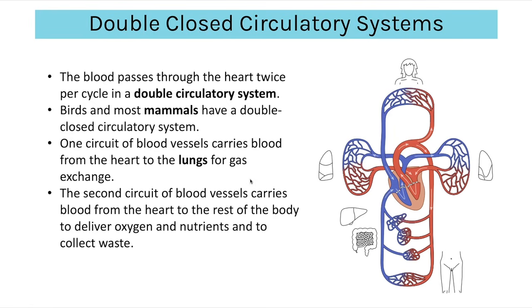So in a double closed circulatory system, the double is referring to the fact that you've got two loops, and the closed means the blood always remains inside of a blood vessel. Now, for birds and most mammals, this is what they have, a double closed circulatory system. And one of the circuits is taking the blood from the heart to the lungs to become oxygenated and to remove the carbon dioxide. And the other circuit is delivering oxygenated blood to respiring cells around the rest of the body.